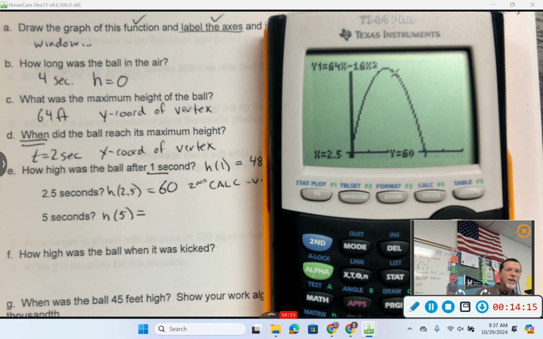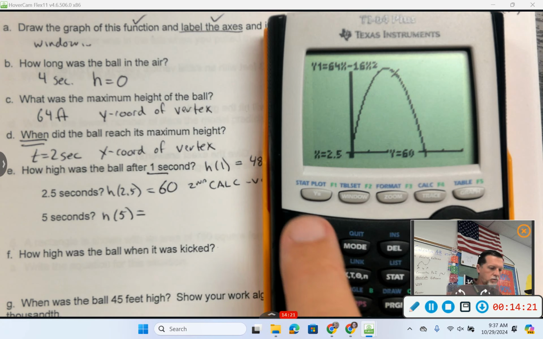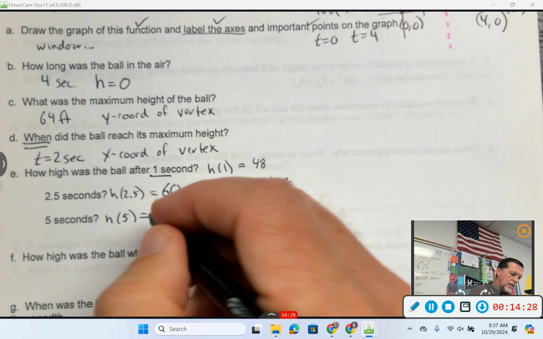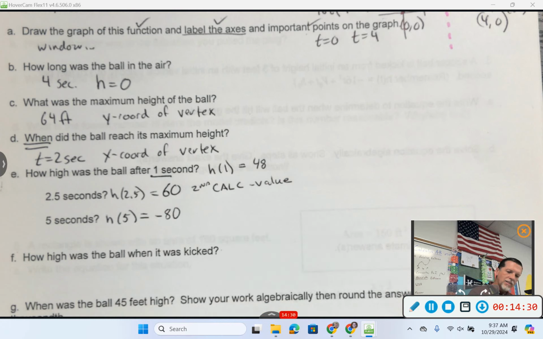H of 5. Again, you can plug it in if you want. I bet that one's on the table, though. So just second table for the 84. And there's h of 5 is... Wait, h of 5 is negative 80.